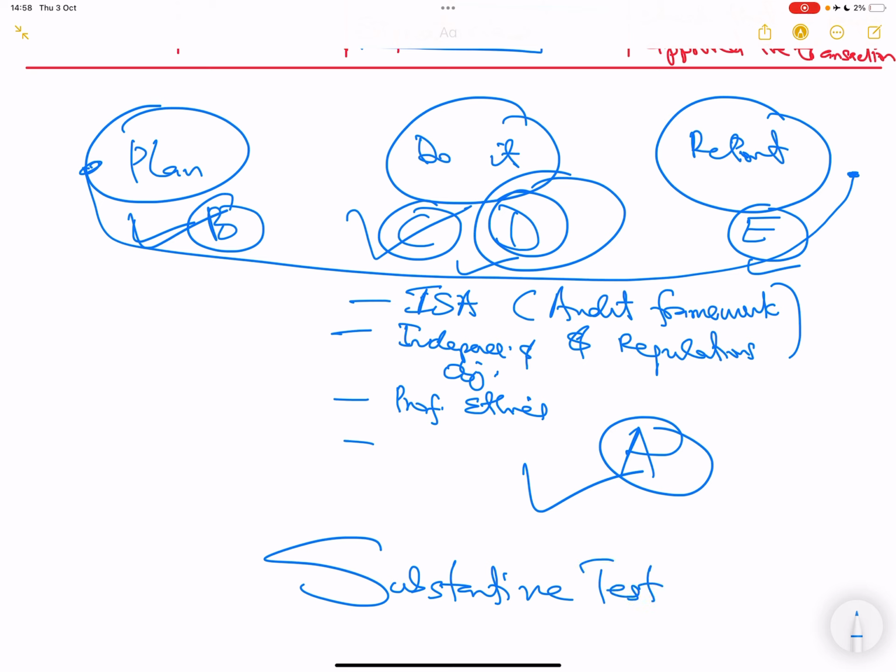I'm going to be showing you how to design substantive test procedures easily. This is a part I know a lot of students struggle with, but the way I'm going to handle it, you will never have to struggle. You will always have more than enough substantive procedures for your exams.